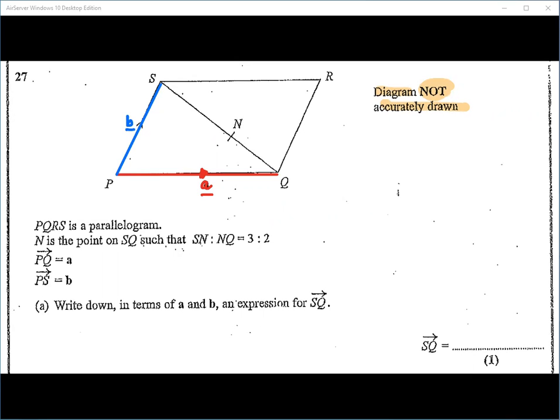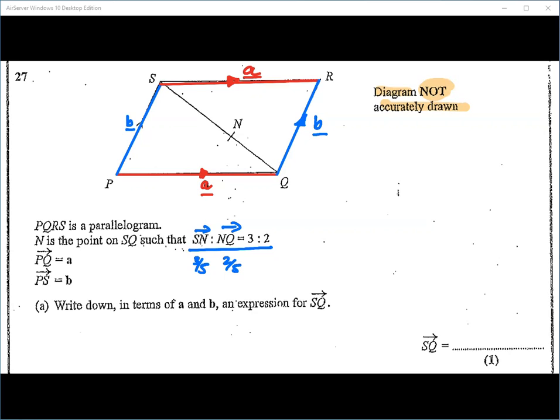No, you can label S to R as A as well, because of the parallelogram. They are equal. And Q to R is also B because it's a parallelogram. And the blue bit here is B. Lovely. Now, what about this information here? S to N to Q is 3 to 2, so it will be out of 5. Exactly. So that means S to N will be 3/5 of the way, and N to Q will be 2/5 of the way. And we'll put that in a diagram in a bit.